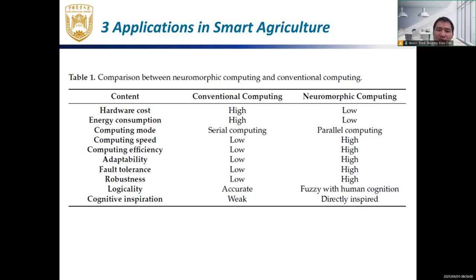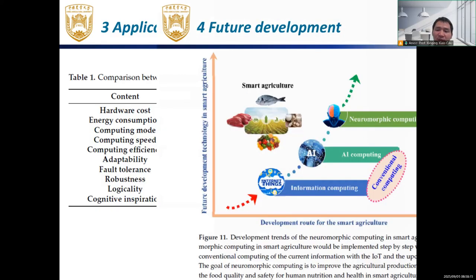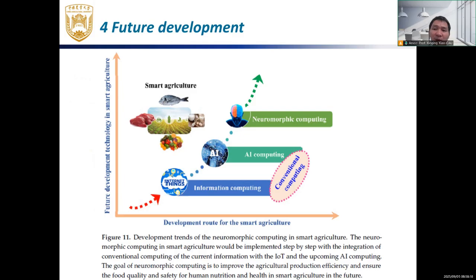So by this comparison, we can know that neuromorphic computing is a promising computing method for the future, compared with conventional computing. As we know, conventional computing is also very popular now, but neuromorphic computing is just developing, so it is not very popular now, and it still needs development. So in smart agriculture, information computing and now AI computing, we can call conventional computing. This is just a step toward smart computing for the future.